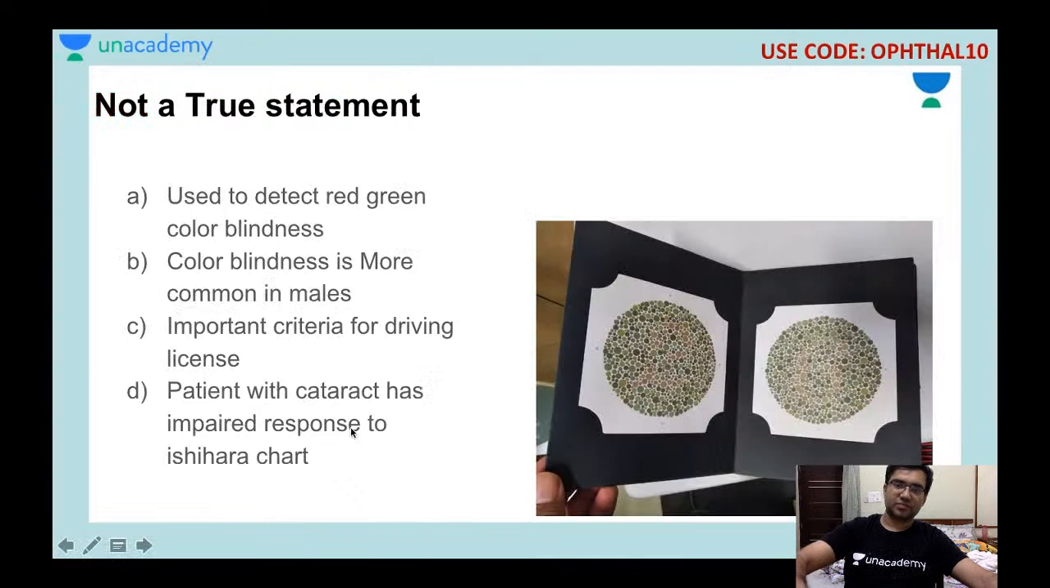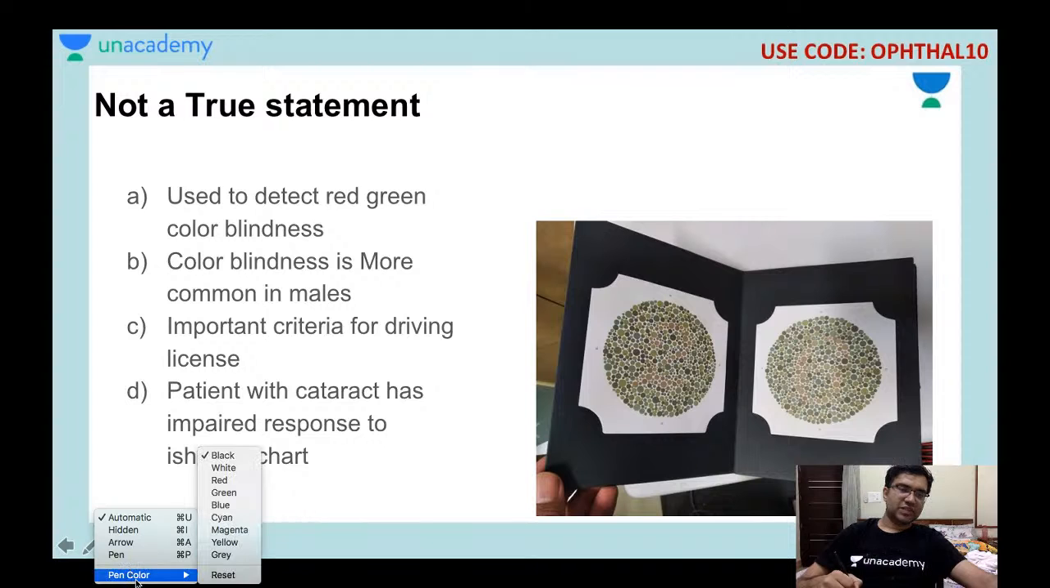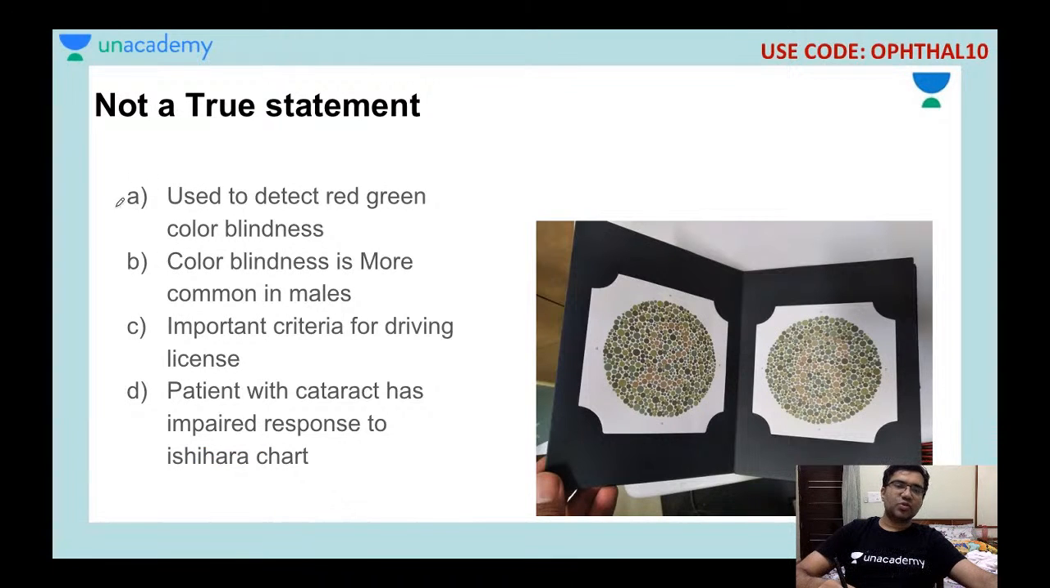Okay. Chalo. This is our next question. Not a true statement regarding this condition. Used to detect red-green color blindness. Color blindness is more common in males. Important criteria for driving license. Patient with cataract has impaired response to the Ishihara chart. So this is an Ishihara chart which is basically seen. My question here is, which of the following is not a true statement? Let's see all the options one by one. Used to detect red-green color blindness.